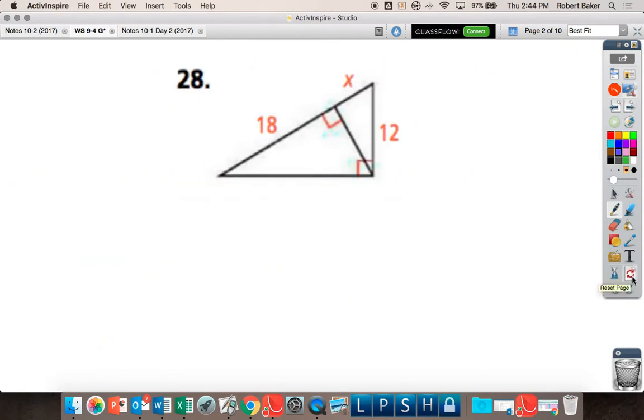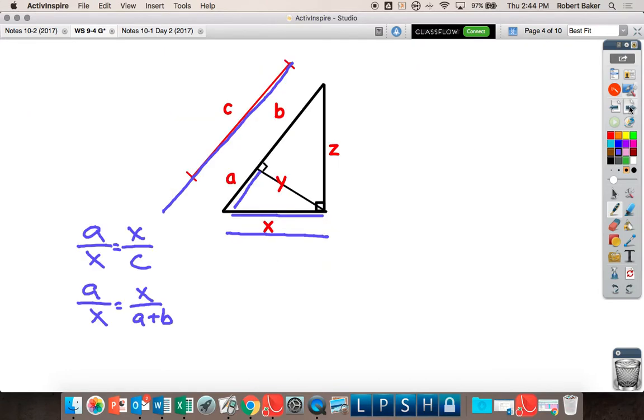It happened on our homework. X over 12 equals 12 over x plus 18, because they did not give me the whole length of the hypotenuse. That's what I did, I set it up for you guys. So, how do you feel about that one? Not as good, right? There's really no great way to quantify that one. The book says it's easier to say short leg over hypotenuse equals short leg over hypotenuse.